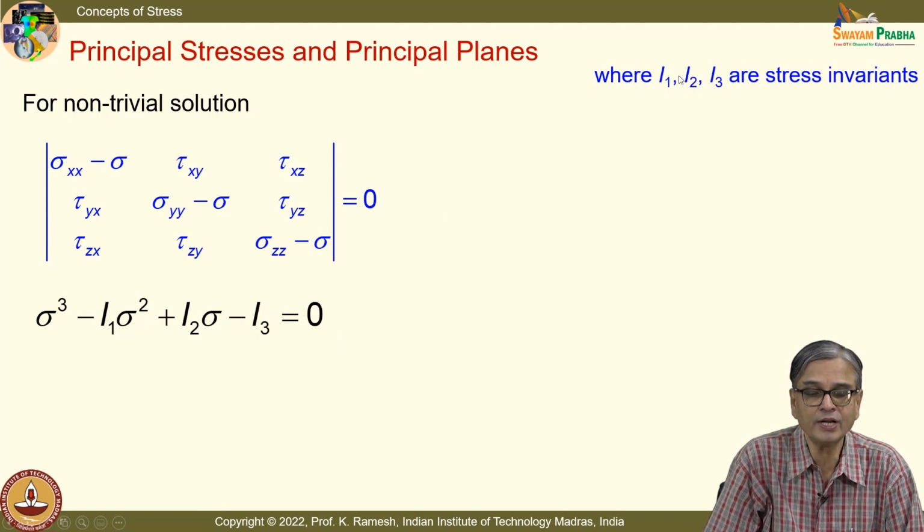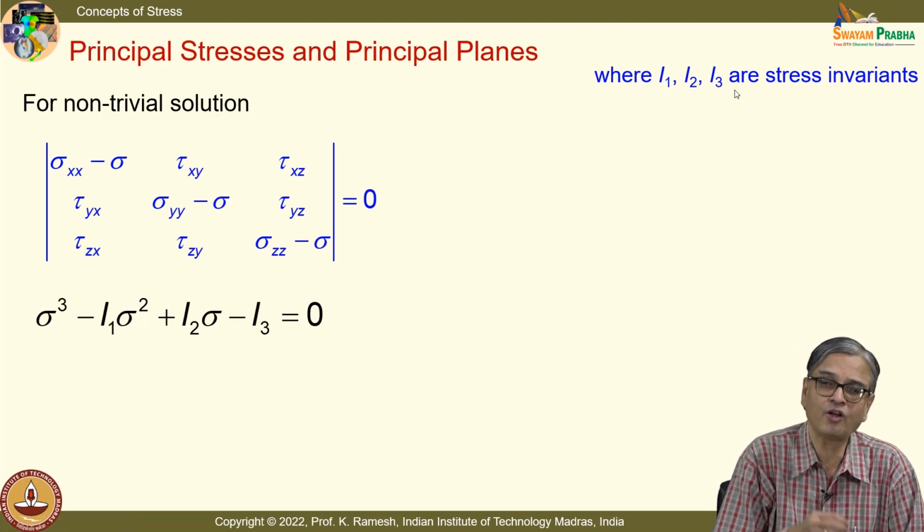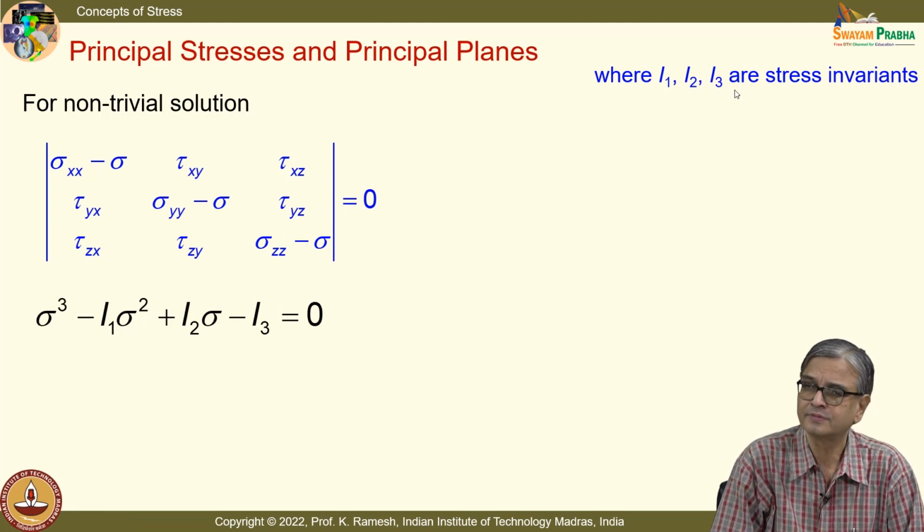And we will soon understand why I1, I2 and I3 are called stress invariants. We have just given a definition that these are stress invariants. Now, I will also have to define what is I1, what is I2 and what is I3.